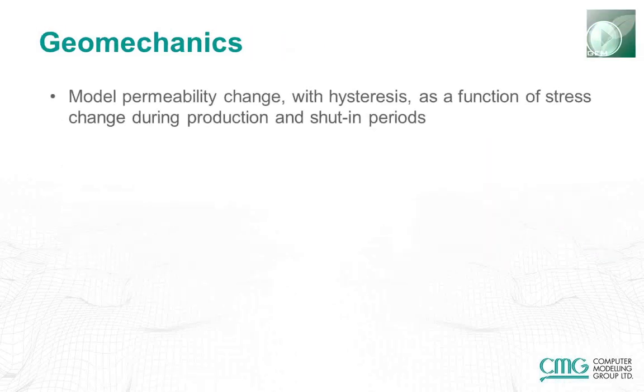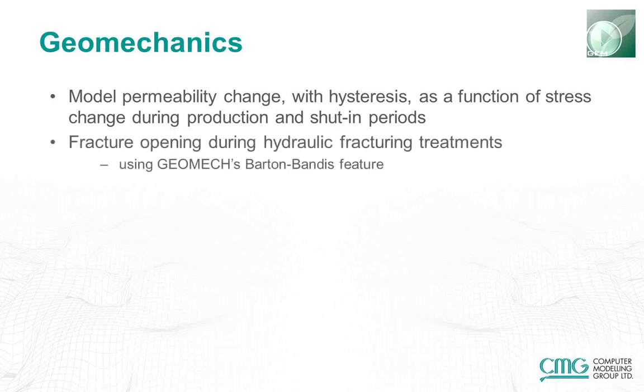Additionally, we can also account for geomechanical effects in the reservoir. So we can include things such as permeability changes with hysteresis as a function of stress change during production and shut-in periods. Oftentimes, as we start producing from the reservoirs, the stresses will change in the reservoir, and we may have fracture closure. As well, we may have things such as proppant crushing and embedment, which can change the permeability over time. Oftentimes, when we're doing this to model the hydraulic fractures, we'll be using the Barton-Bandis method, which allows us to monitor the stress changes and be able to see where the fracture would propagate through the reservoir.